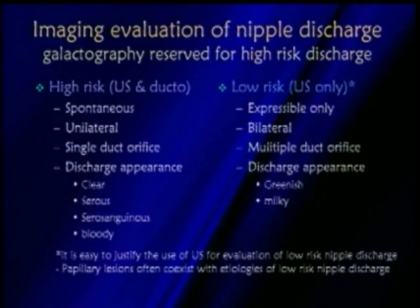So high-risk patients are those that are considered to have spontaneous expression of the secretions, typically only from one side, coming from a single duct orifice. The discharge color should either be clear, serous, serosanguinous, or bloody. More low risk, that we tend to use ultrasound for, is when the secretions are expressible only, if they are bilateral, if they come from multiple duct orifices, or if the discharge is greenish or milky.